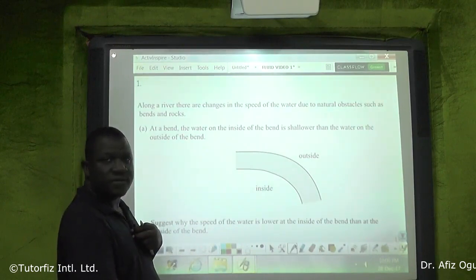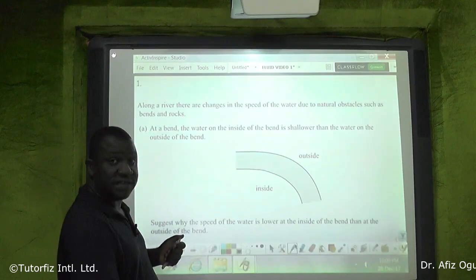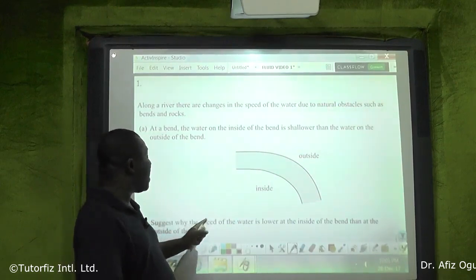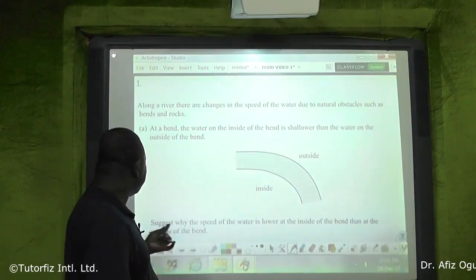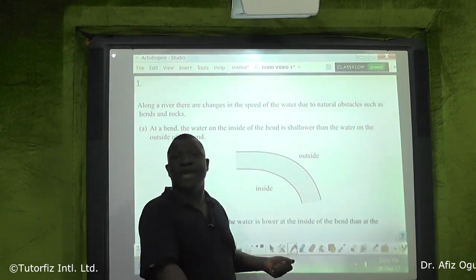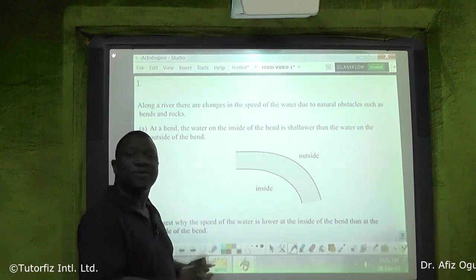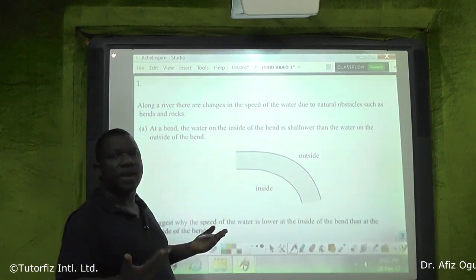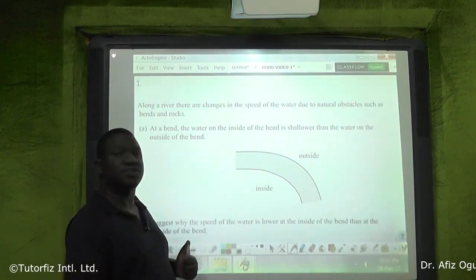It may vary. You may have variable answers, but all of them will be in the marking scheme, and it will make sense. The answer must make sense. So suggest why the speed of the water is lower at the inside of the bend than at the outside of the bend. You cannot just say, oh, because they put a pump there, so that one is faster. That does not make sense. You can't just bring it out of the blue. You have to make a reasonable suggestion.